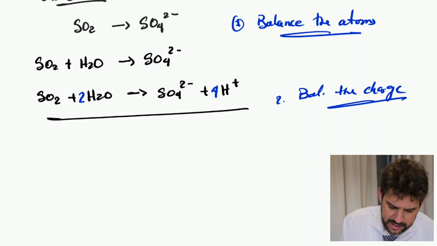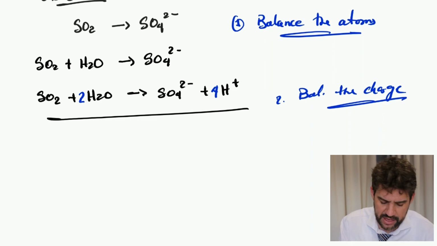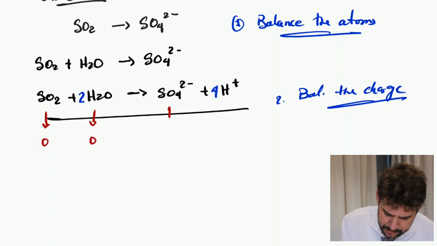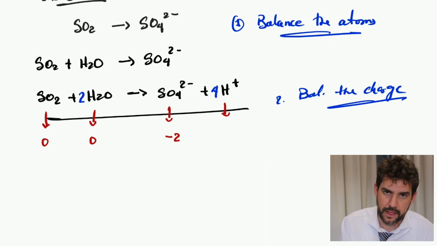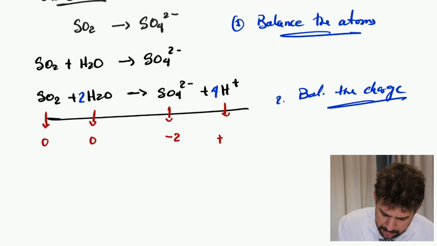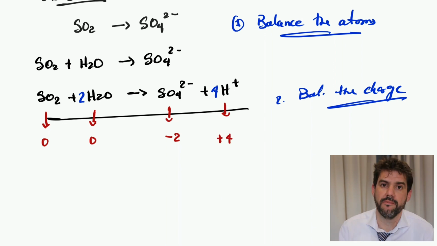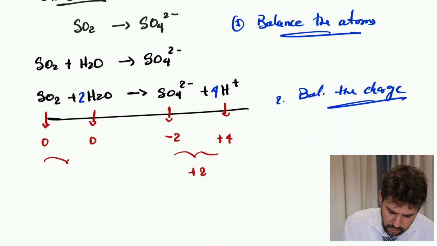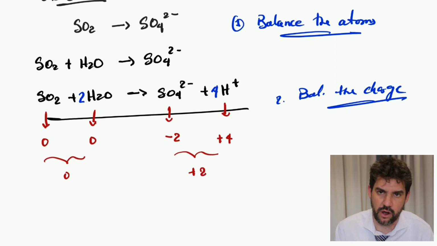Now let's determine the charge on each side of the arrow. Here we have 0. Here is 0. Here is -2. And here is how much? Well, it's 4 times +1. This one is going to be +4. So that's the +4 charge. 4 minus 2, the overall charge on the right-hand side is +2. The overall charge on the left-hand side is 0. I hope this one is clear.